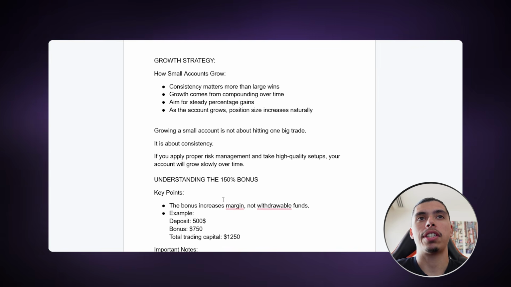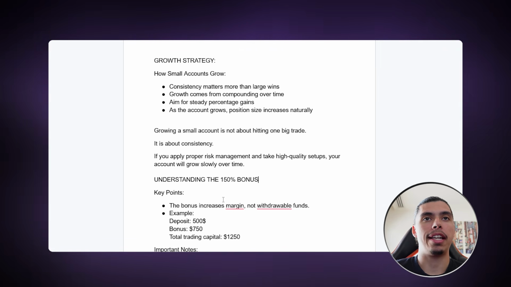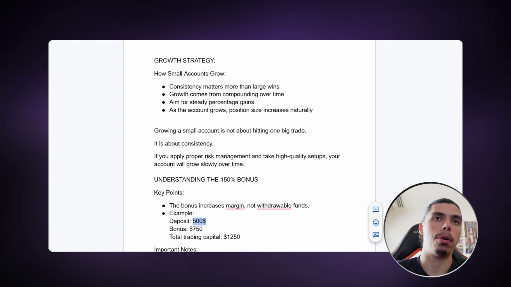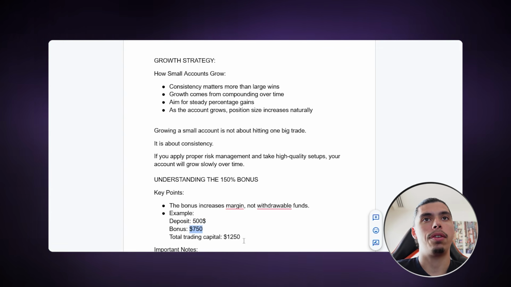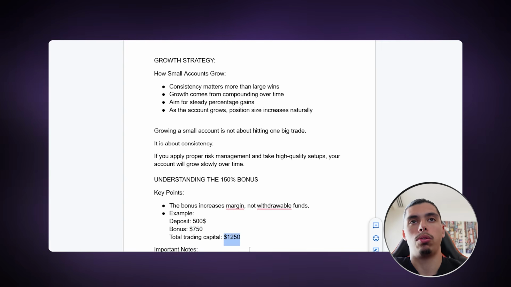It would be fun if they could give us a 150 deposit bonus, we can place one trade and take the money out. That's not the case, but what it gives us is a bigger account. So for example, I deposited 500, they gave me 750 to trade. The capital I have is 1,250.